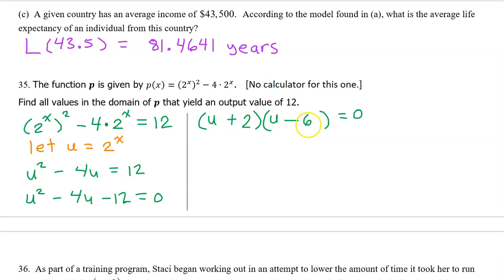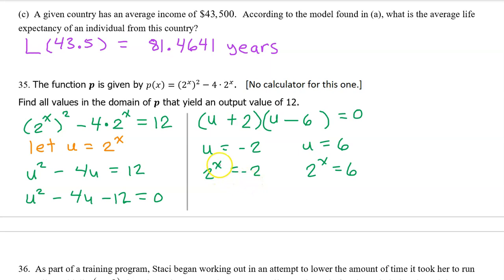Setting each factor equal to 0 and solving gives us u is equal to negative 2 and u is equal to positive 6. Now we can substitute 2 to the x power back in for u, and we get 2 to the x power is equal to negative 2, and 2 to the x power is equal to 6. The first little equation has no solution.